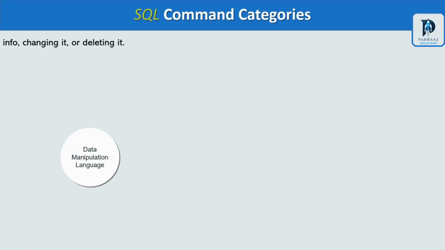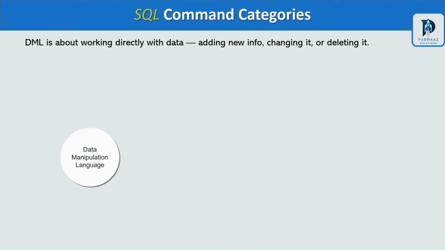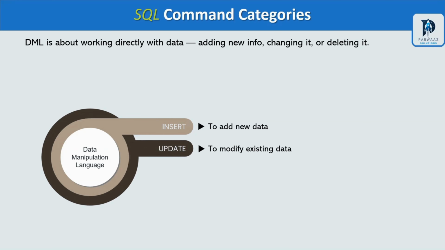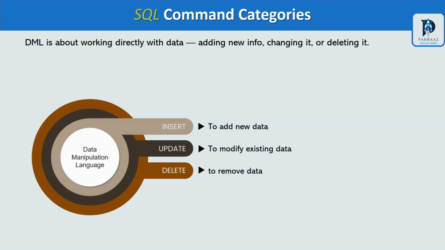After that we have data manipulation language, which is basically about working directly with data, adding new info, changing it or deleting it. For example, after creating a table, you want to add data. Then we go for insert, which is basically used to add data. Then we have update to modify the existing data, and we have delete to remove particular data. So this is all about data manipulation language.